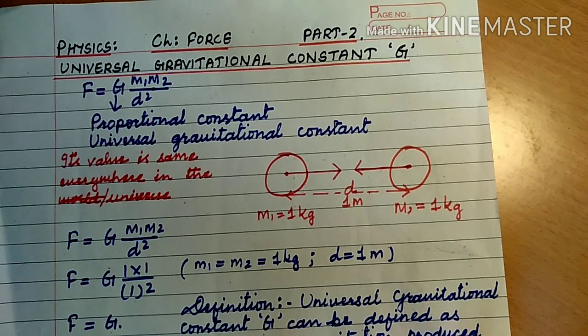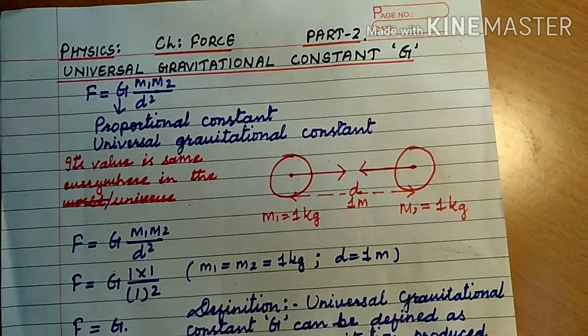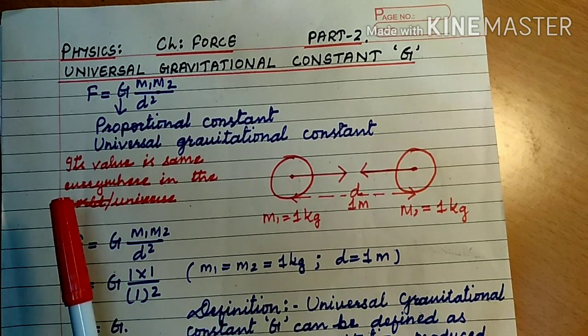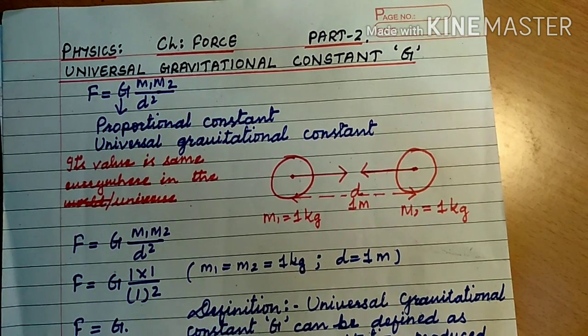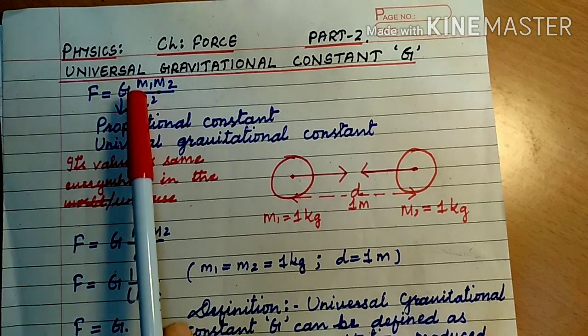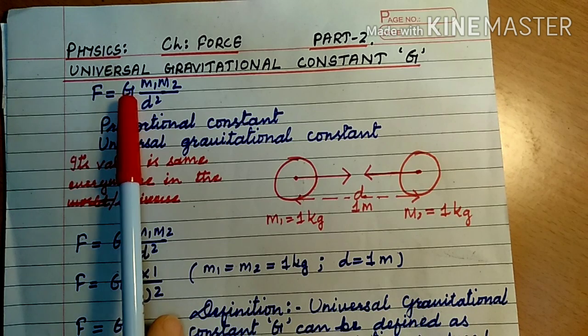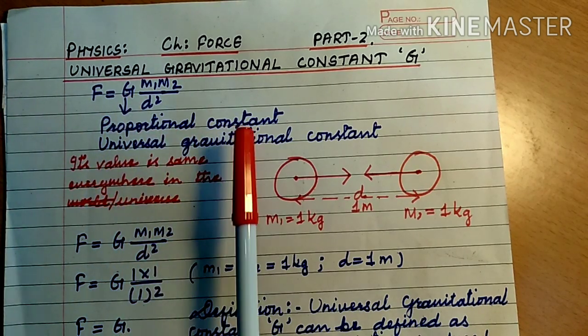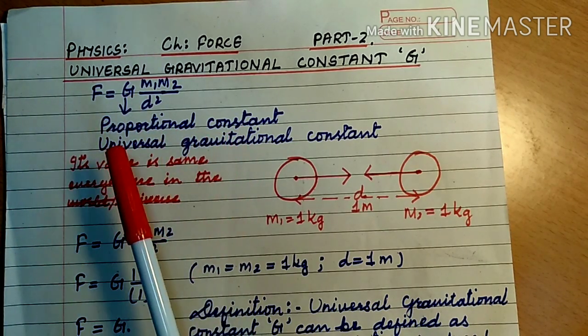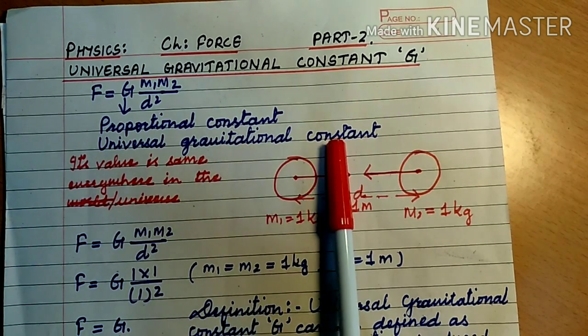In part 1 we studied Newton's universal law of gravitation, and this part deals with the universal gravitational constant, capital G. In Newton's universal law of gravitation, we understood that the formula to calculate the gravitational force between two bodies is F equal to G m1 m2 divided by d square. Now in this formula, this capital G is the proportionality constant. It is also called the universal gravitational constant.